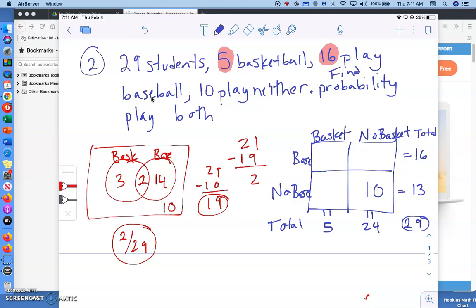So our baseball and no baseball has to be 29, plus our basketball and no basketball has to be 29. And now it's just like a little puzzle. Well, if no baseball totals 13, this has to be 3. If the first column is 5, this has to be 2. And our first row is 16, so this has to be 14. And again, we get that same 2 this way.